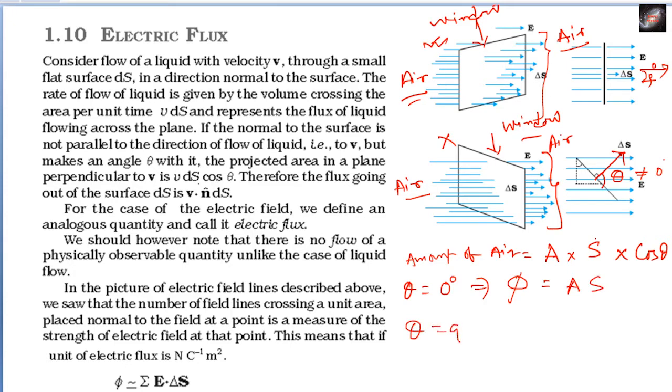And if theta is equal to 90 degree, then the value of phi is equal to A into S into cos 90 and the value of cos 90 is 0. So this amount of flux is 0. This is the maximum value of air and this is the minimum value of the amount of air. Now this amount of air which is entering into the room is known as air flux. इसे हम कहेंगे air flux.